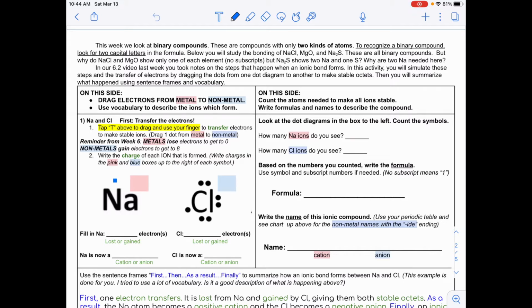But why do NaCl and MgO show only one of each element, no subscripts, but Na2S shows two Na and one S? Why are two Na needed here?